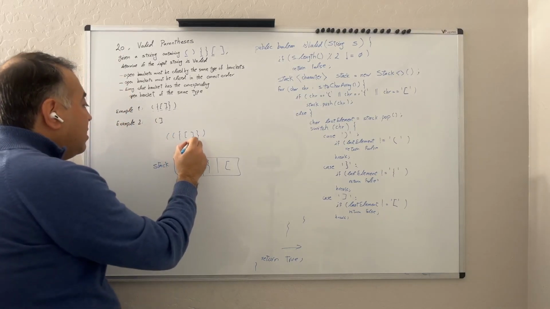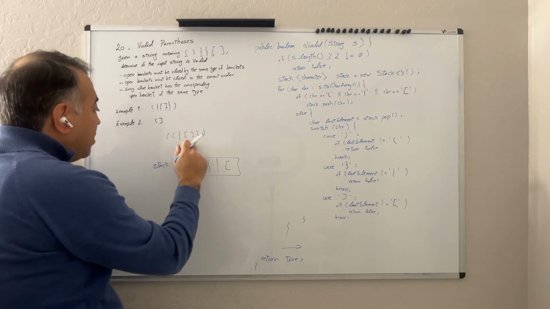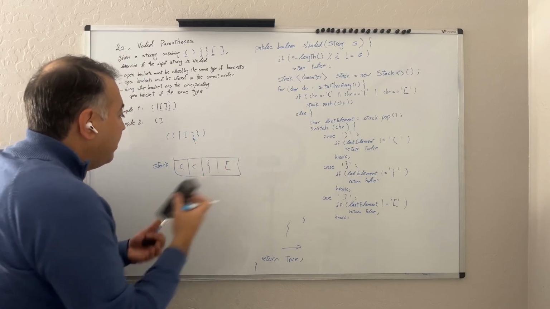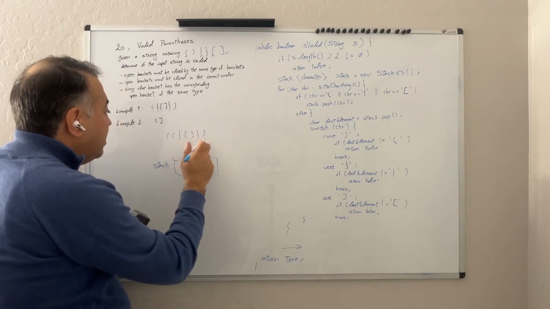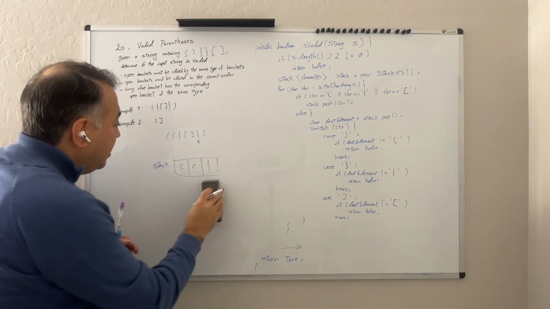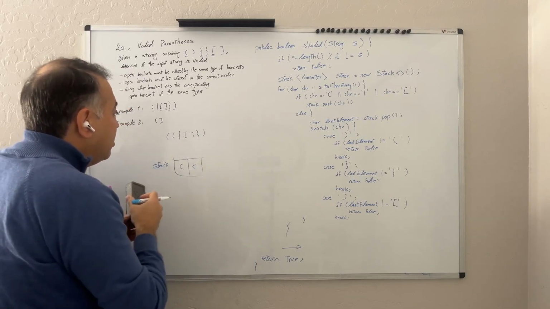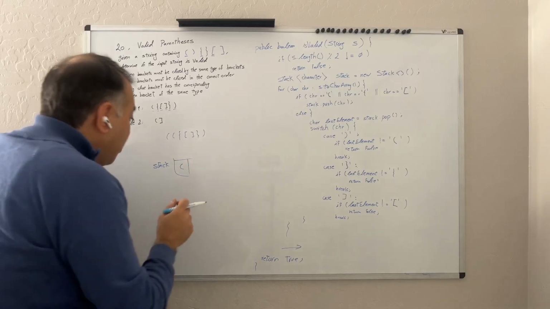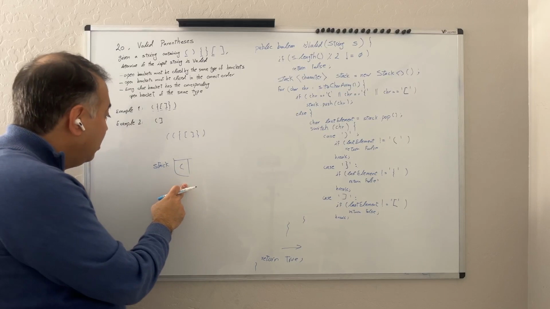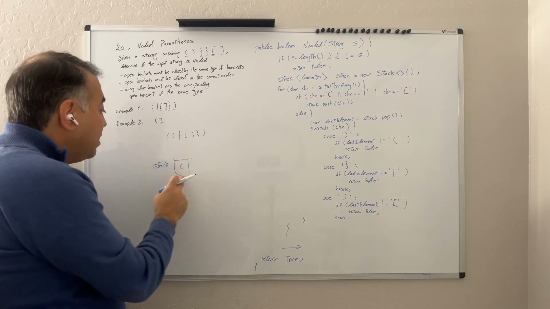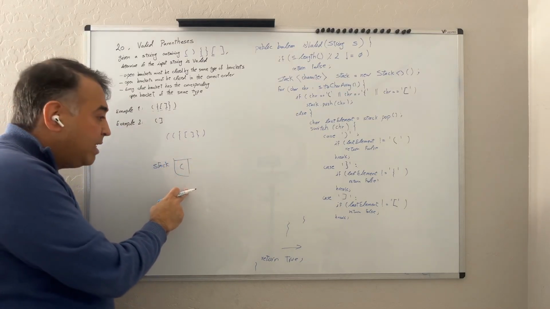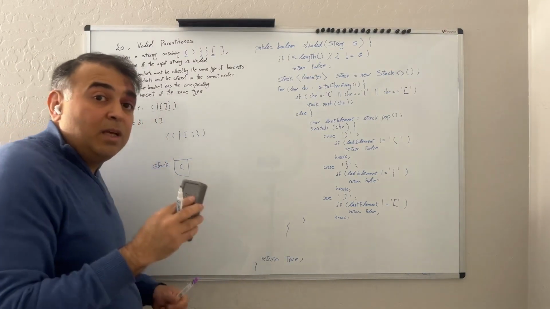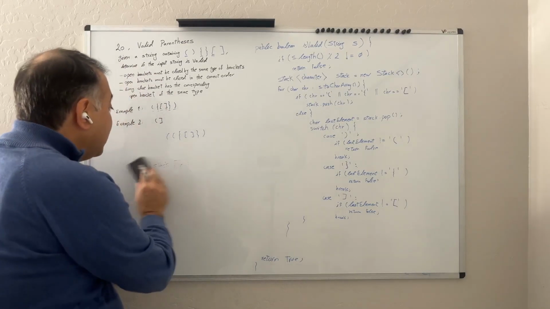Then I get to the point where I'm emptying the stack. This is the first close one, so I remove this one. Then my pointer moves here, and I remove this one. Then my pointer moves here, and I remove this one. But my stack is not empty. So this is not a valid string because I have one item left in the stack. So before I return true, I always need to make sure my stack is empty.